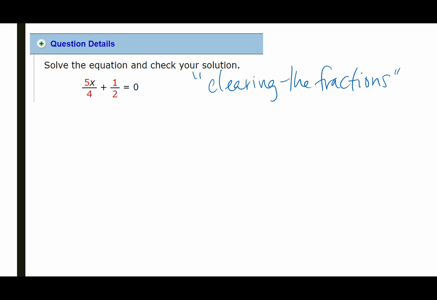There's a method that I taught you in class called clearing the fractions. And if you miss class and need to freshen up on this skill, you can search YouTube for this concept. It's called clearing the fractions. We can rewrite this equation without using fractions, and that just makes it a whole lot easier to solve.